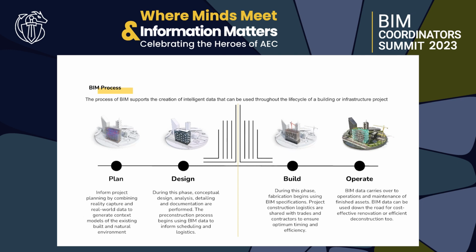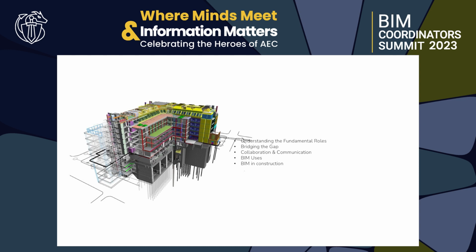The BIM process consists of 4 stages. The first 2 stages are related to planning and design, which are typically handled by consultants. The last 2 stages focus on the construction phase, building, and the operation and maintenance of the assets. In each stage, data is added to the models to ensure accurate representation.